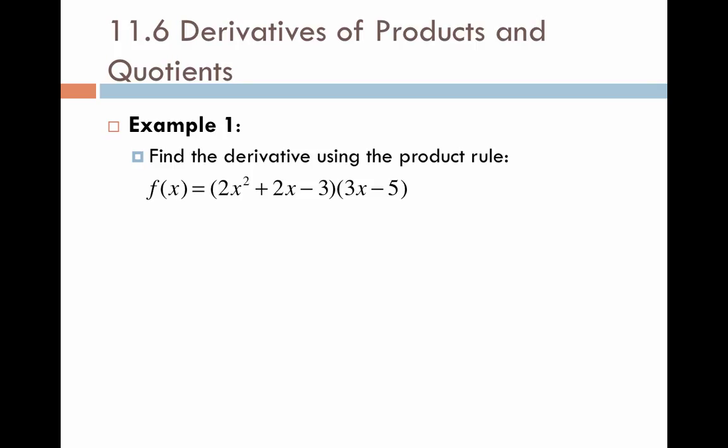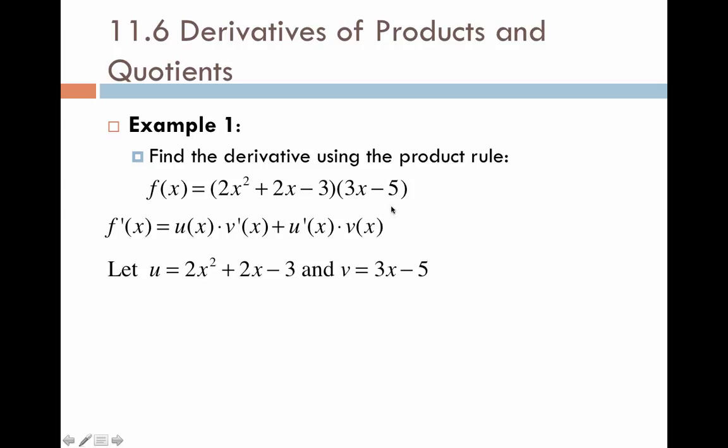Example 1. We want to find the derivative using the product rule. So I have a product there, so I want to use this rule here. I need to know what u is, what v is, and what their derivatives are. So I'm going to let u equal this first factor, namely 2x squared plus 2x minus 3, and v is going to equal the second factor over here, 3x minus 5. Then I need to take the derivatives of these. So u prime, the derivative of u, is equal to 4x plus 2. And v prime, the derivative of v, is equal to 3.